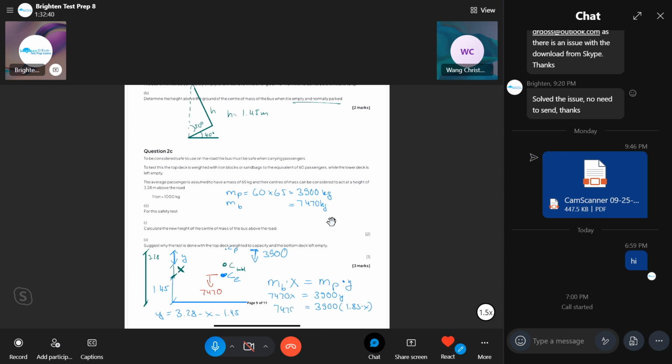And we have 7470x, huh? Now of course I can just go through the mathematical motions, right? 3900x, put it to the other side, so I add it: 7470x plus 3900x equals 3900 times 1.83, which is 7137. And what will be my resulting x in the end, Chris?